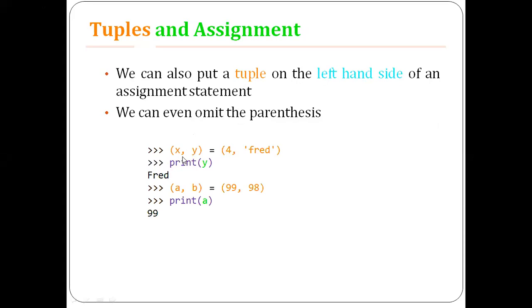Look at the example here: x comma y is equal to 4 and Fred. Now x will be assigned 4 and y will be assigned Fred. So y is having Fred and x is having 4. Similarly a and b with 99 and 98: a is having a value of 99, whereas b is having a value of 98. Like this, you can assign the values on the left side. Let us look at how it actually works on a Python shell.